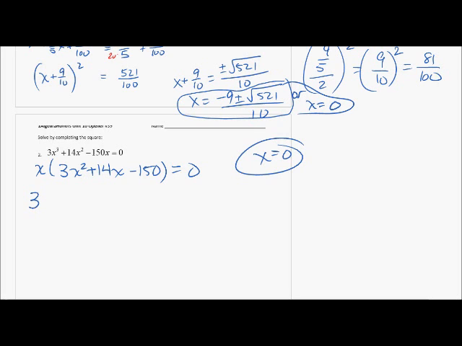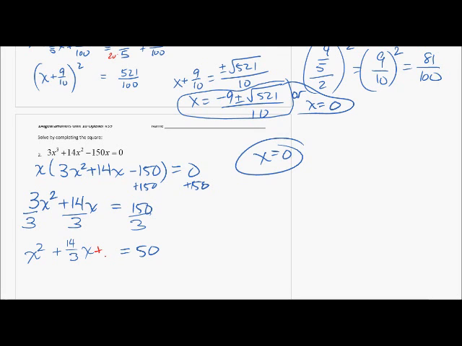So now I'm just dealing with 3x squared plus 14x, and I'm going to add 150 to both sides, equals 150. I'm not ready to complete the square yet, because I have to take my a value and make it 1. So x squared plus 14 thirds x. I know you hate these kind of numbers, but they do exist in life, so I wanted to make sure you were exposed to them.